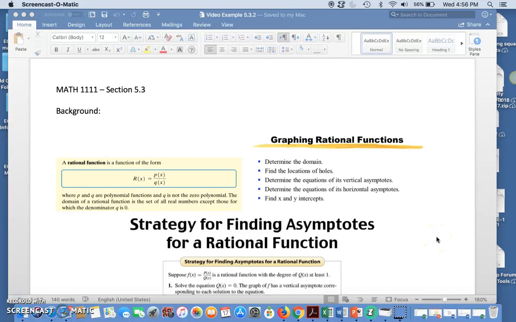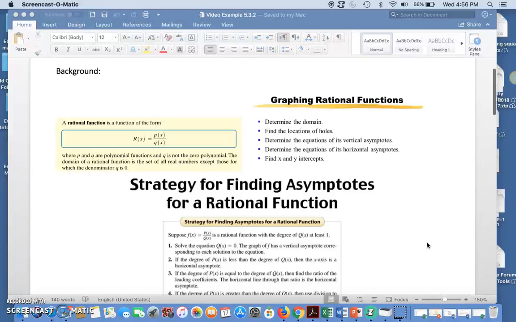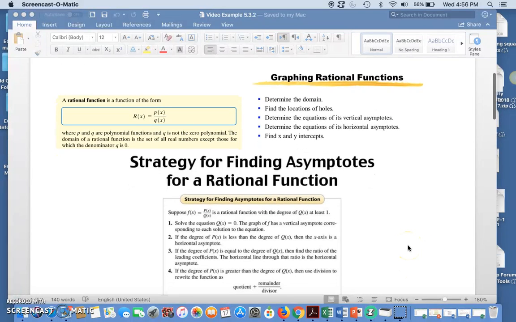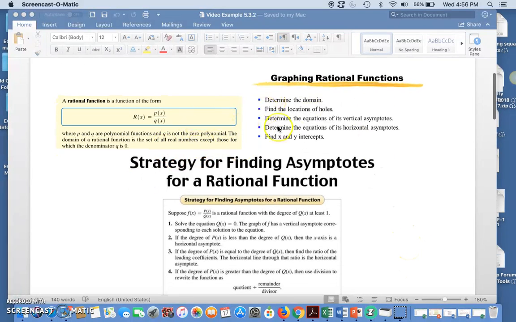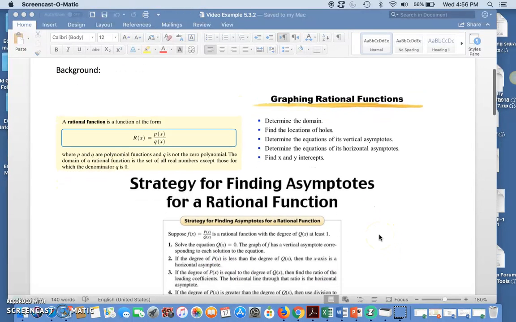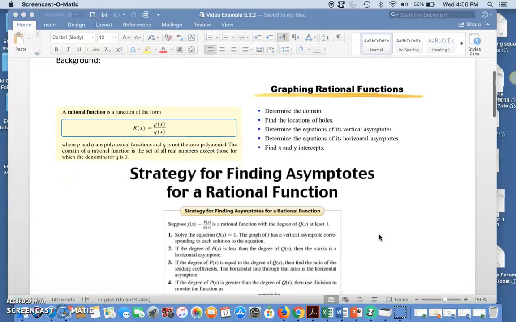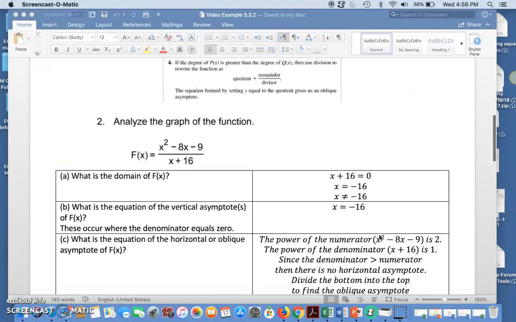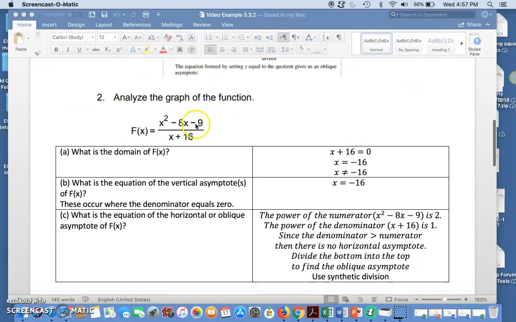Okay, this is problem 2. Of course, your background would be the same. If you need a repeat of this, then go back and watch the previous video from 531. Okay, this is the function here.